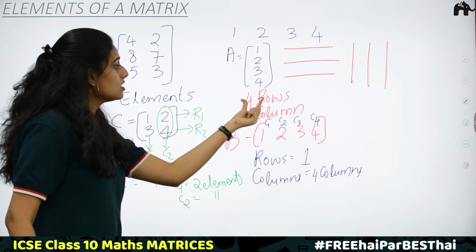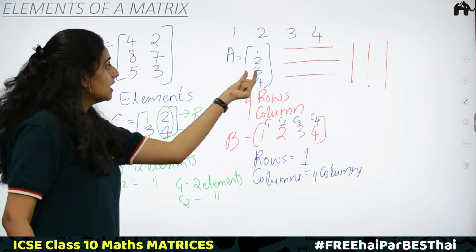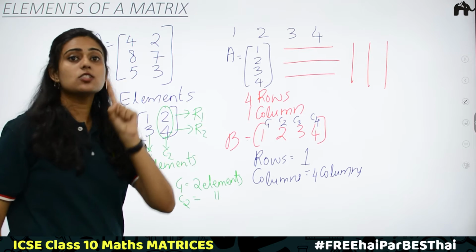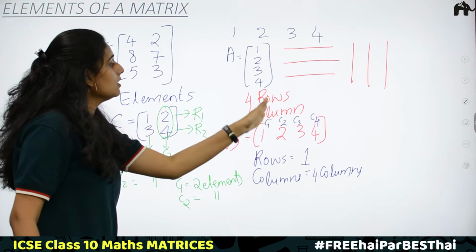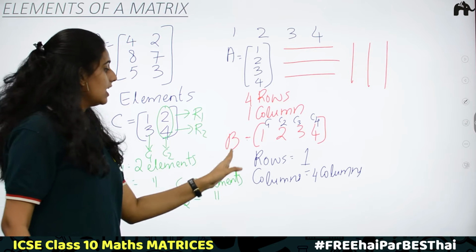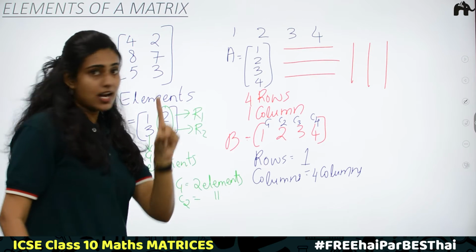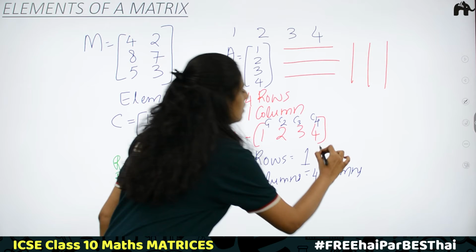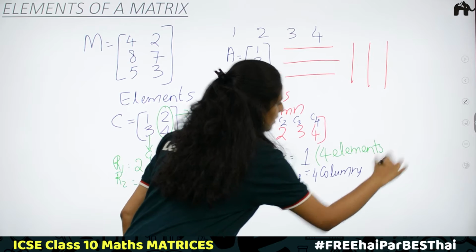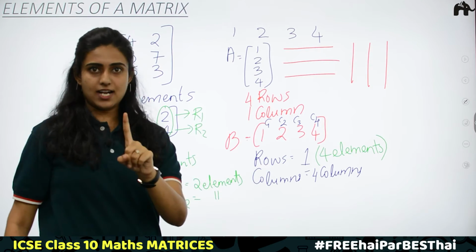So in the first matrix A, we had 4 rows and 1 column. In the first row, we had 1 element. In the second row, 1 element. Third row, 1 element. Fourth row, 1 element. What about columns? There is only a single column. In the single column, we have 4 elements. When it comes to the second matrix, we represented the 4 elements in a matrix B. We had 1 row. The row contains 4 elements. And columns, there are 4 columns and each column contains 1 element.